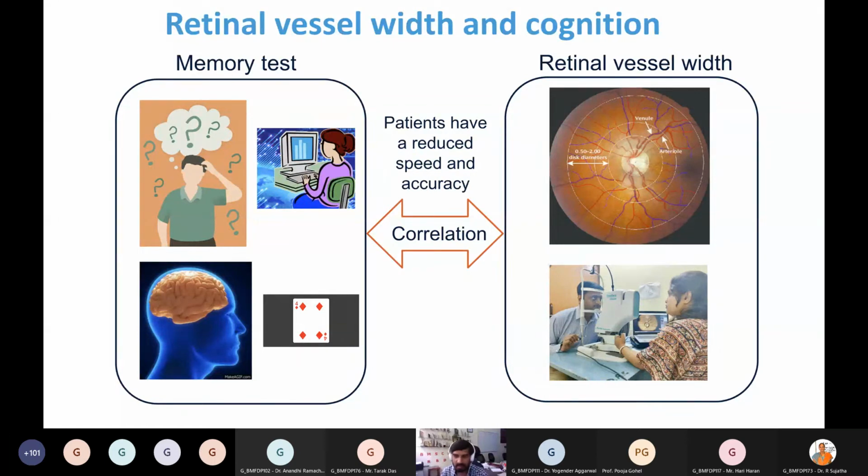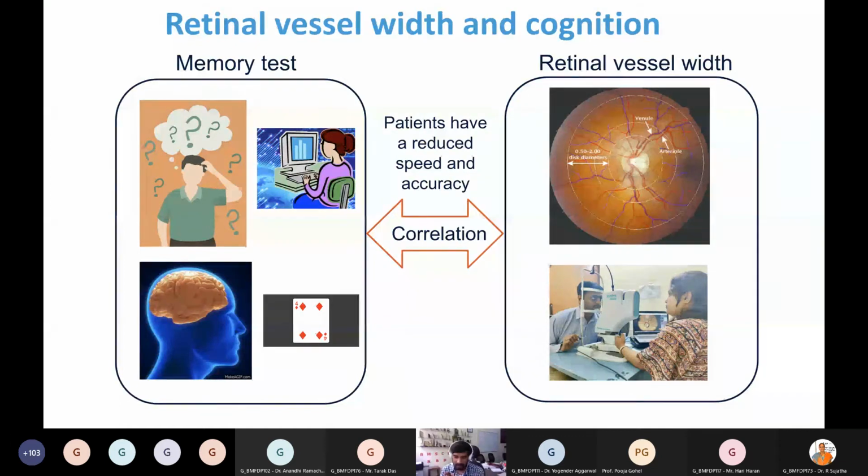We did some calculations on how fast patients will do it, how fast they will identify it, and how correctly they'll identify. If I show this card, is it the same as the previous card? Then they press a button. If it is different, they press a different button. We measured how fast they press the button and how accurately they do it, whether they identified correctly or not. Both were interesting, and we found, as anticipated, that patients have reduced speed and accuracy.